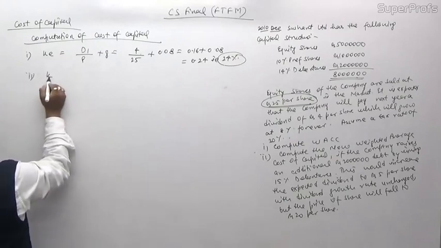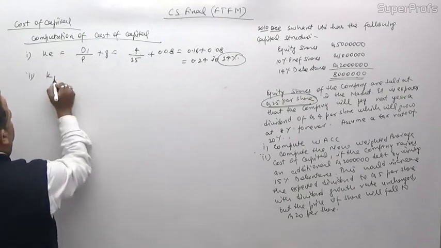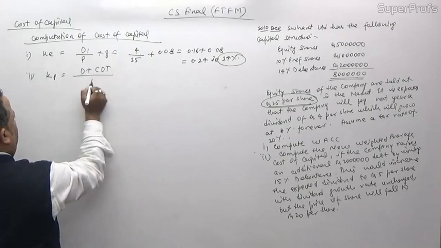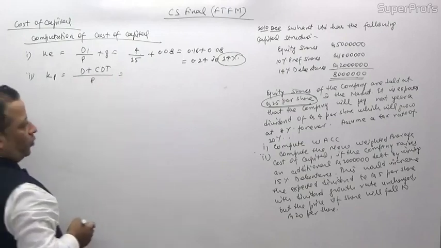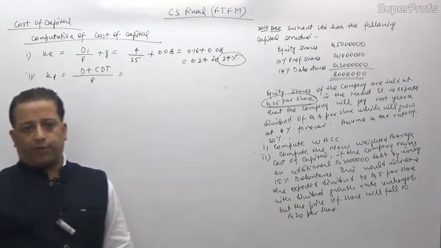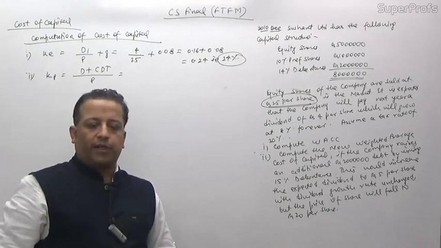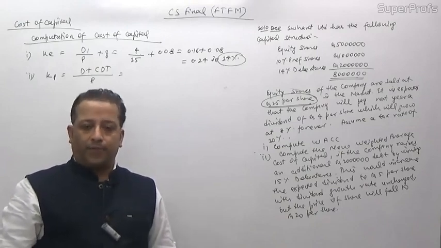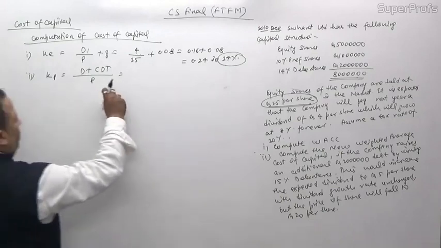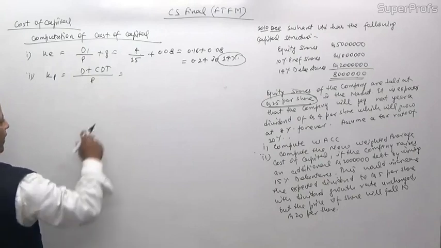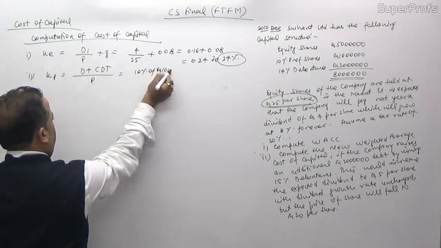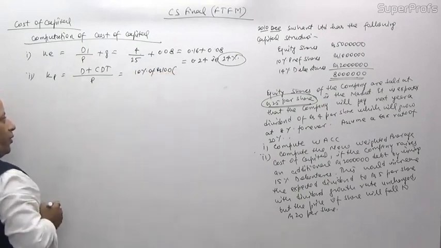Number 2, the cost of preference shares. The cost of preference share is D plus CDT divided by P. Because no information regarding redemption of preference share is given in the question, in the absence of any information, the preference share can be considered as non-redeemable preference shares. D means dividend, 10% of face value. If the face value is not given, the face value is assumed to be rupees 100.